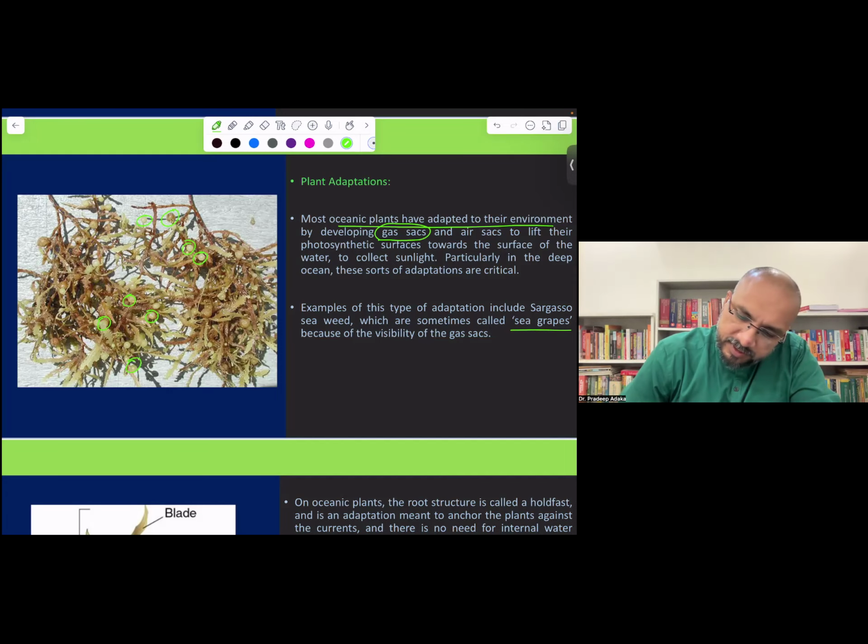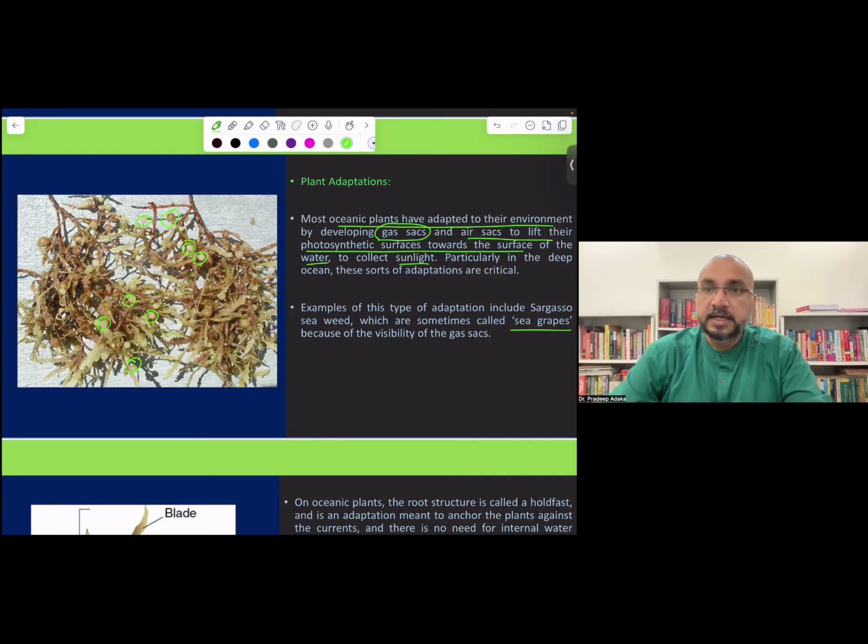So they have gas sacs and air sacs to lift their photosynthetic surfaces towards the surface of the water to collect enough sunlight. If they are deep in the water, sunlight will not be able to penetrate, so they have to keep themselves afloat near the surface.